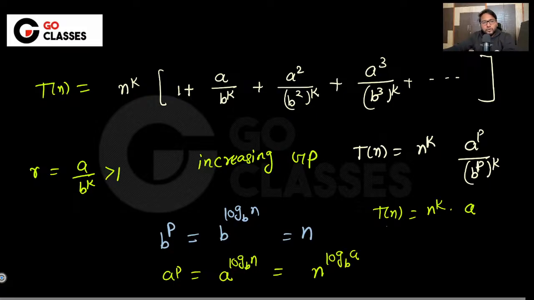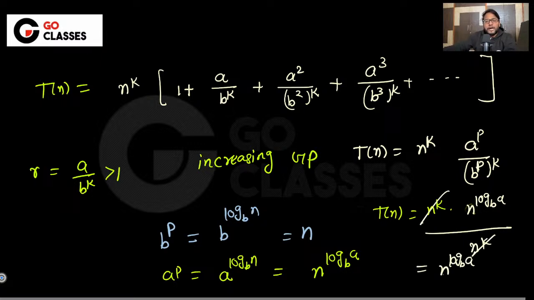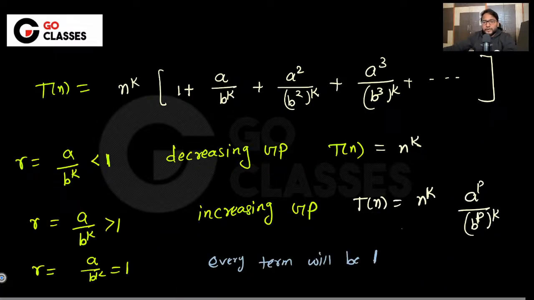So you can write a power p as n power log base b a, divided by this b power p, which is n, so n power k. So it will be nothing but n power log base b a. Okay, n power log base b a. So what I'm saying is that in case of increasing GP, it is n power log base b a. I'm just simplifying this term further.